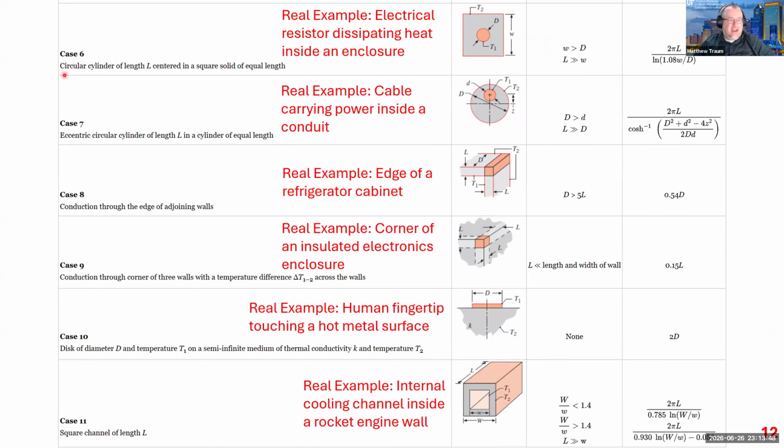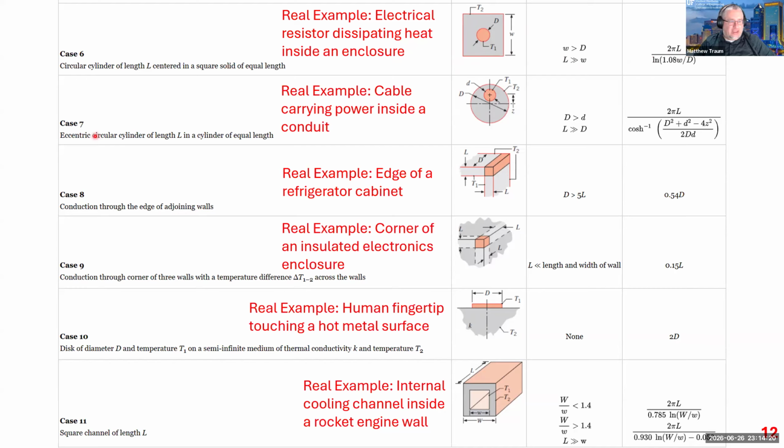Case number 6 is circular cylinder of length L centered in a square solid of equal length. So this looks an awful lot like an electrical resistor dissipating heat inside an enclosure, right? Super useful for mechanical engineers. You guys put electronics in boxes all the time, and then you're like, bro, I don't know how much heat is being transferred between my electronics and my enclosure. Here's how you do it, right? I just solved all of EML4502 for you guys. That's the shape factor for that situation.